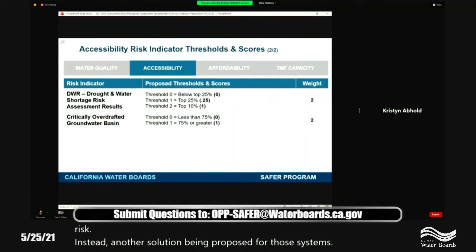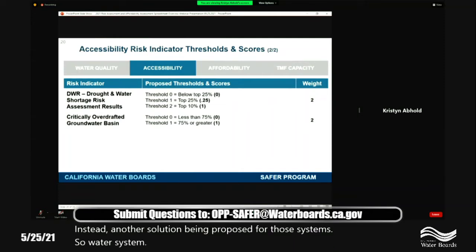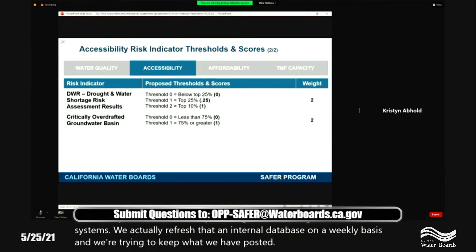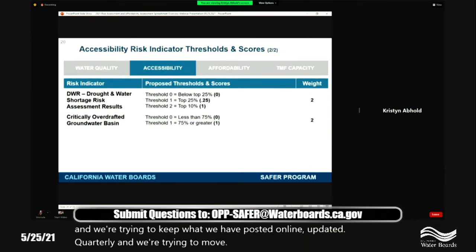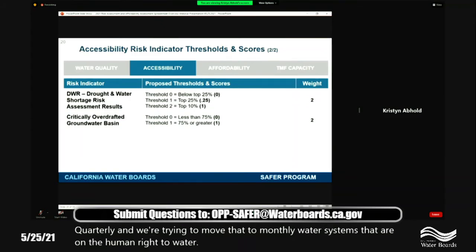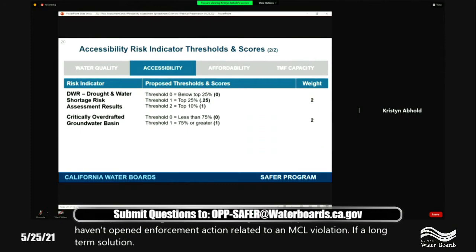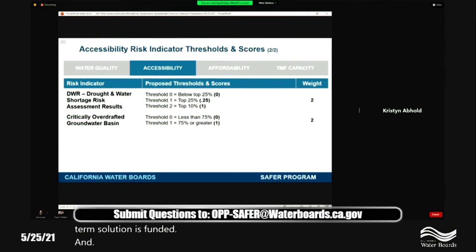So water systems, we are actively tracking our human right to water list systems. We actually refresh that in an internal database on a weekly basis. And we're trying to keep what we have posted online updated quarterly, and we're trying to move that to monthly. Water systems that are on the human right to water list, most of them have an open enforcement action related to an MCL violation. If a long-term solution is funded and that water system comes off the human right to water list.